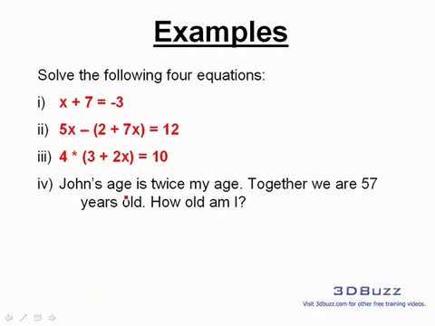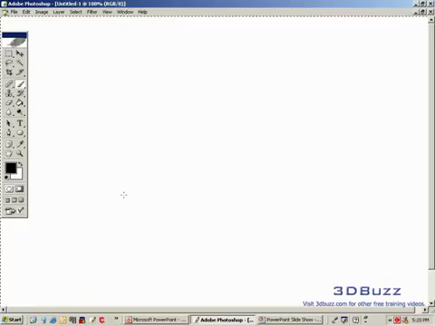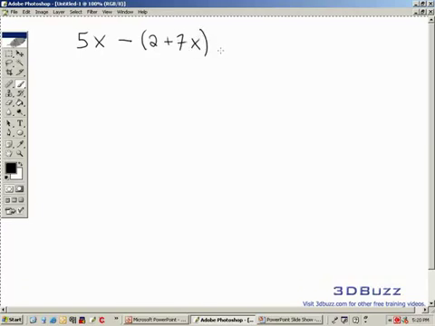Okay, cool. Well, x plus 7 equals negative 3 is real easy. I mean, you can almost do that in your head, so we won't really worry about that. So let's take a look at the second one down, which is 5x minus, and then in brackets, 2 plus 7x equals 12. How would we solve that? Okay, so we'll jump quickly into Photoshop and work on it. You have 5x minus 2 plus 7x, I believe. If it wasn't, we'll just solve this now. Equals 12.